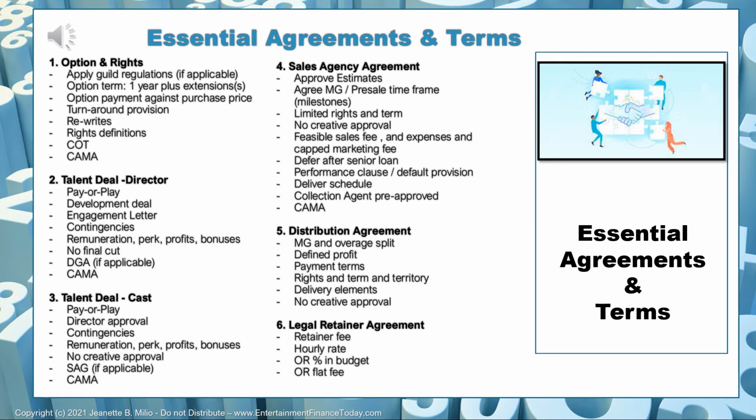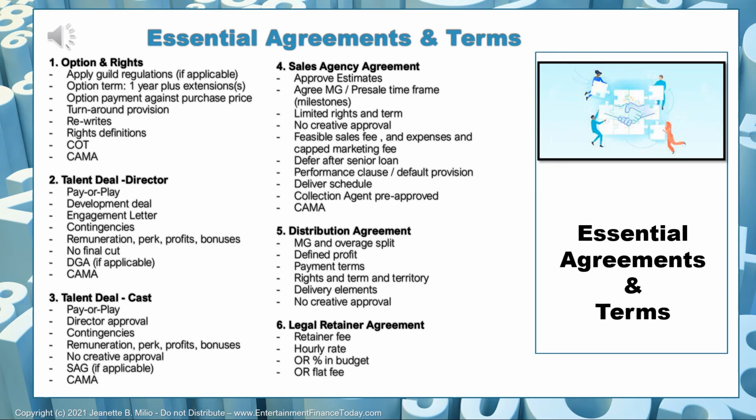When it comes to the sales agency agreement, we want to make sure that we can approve the estimates. We want to make sure that there is a performance clause that is connected to the estimates. We want to make sure that there are pre-sales discussed and a time frame discussed by which those pre-sales are to be established. Is there potentially a minimum guarantee that the sales agent is paid? What does it do? Is it going to change the rights? Is it going to change the sales fee or distribution fees? We want to talk about that.